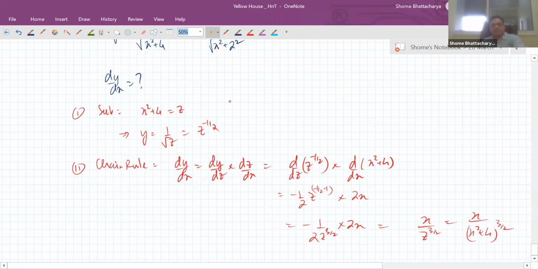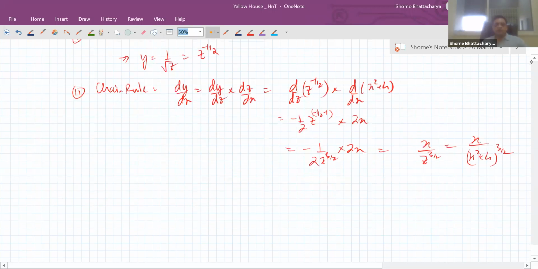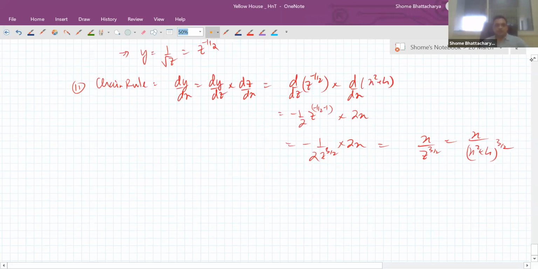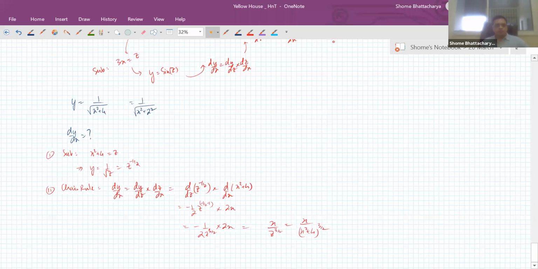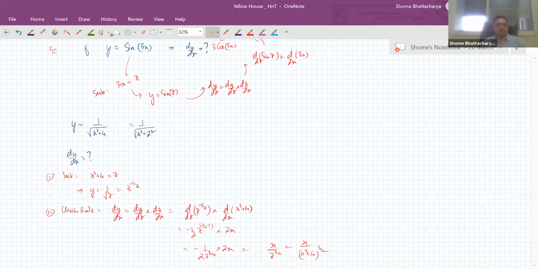So this is something very critical that you should know how to do. In number of places, this chain rule kind of application is there in physics, and you should have no confusion in how to apply chain rule. Okay, very good.